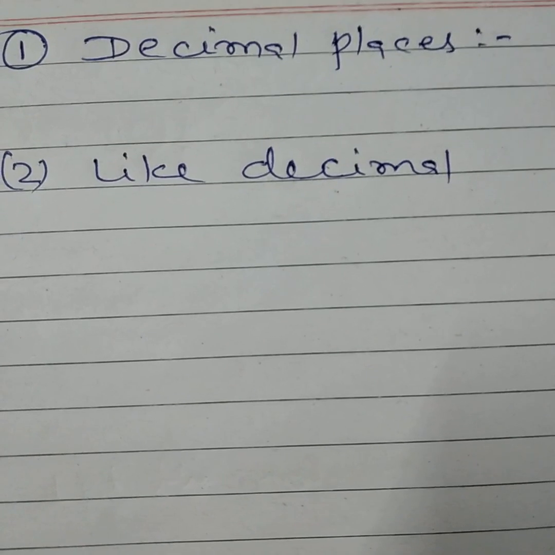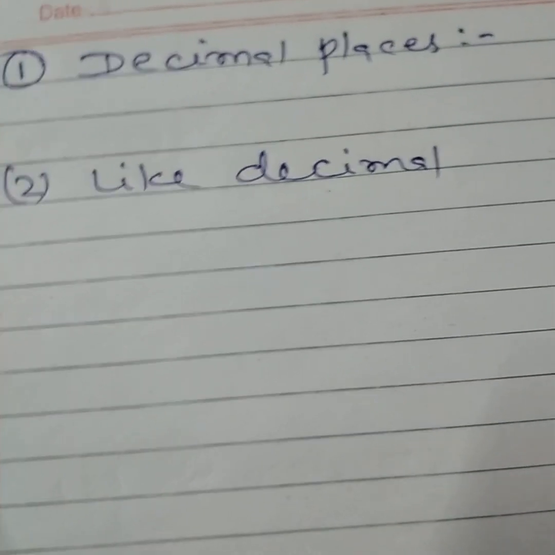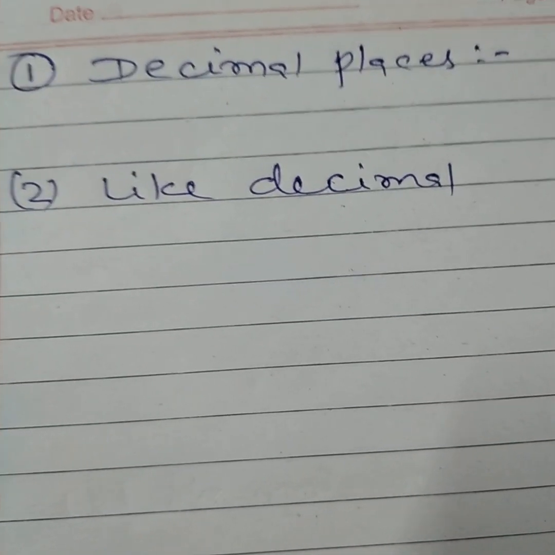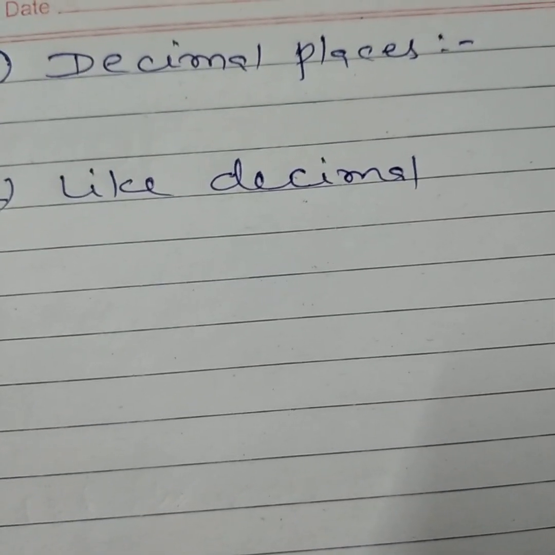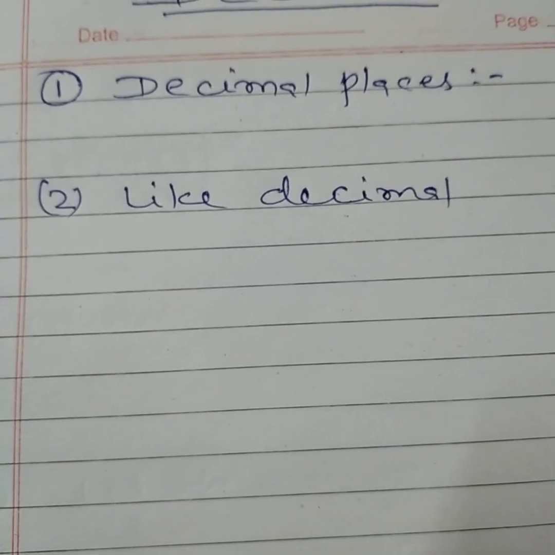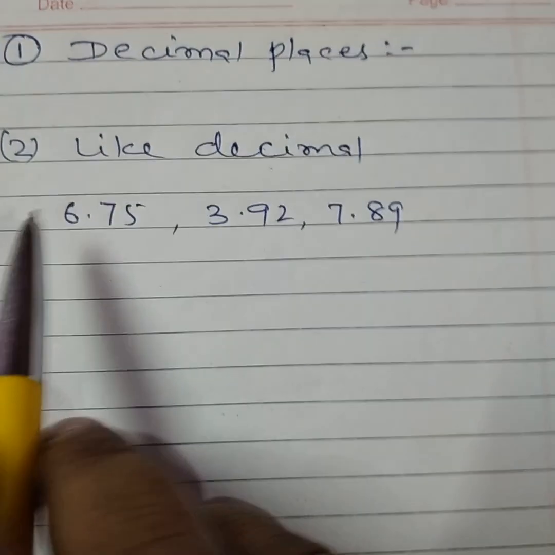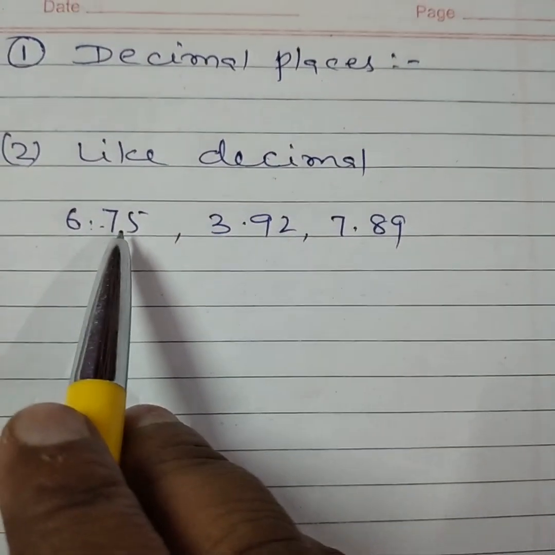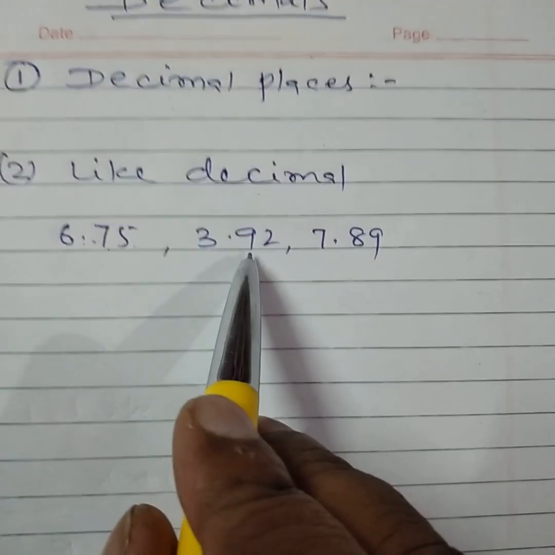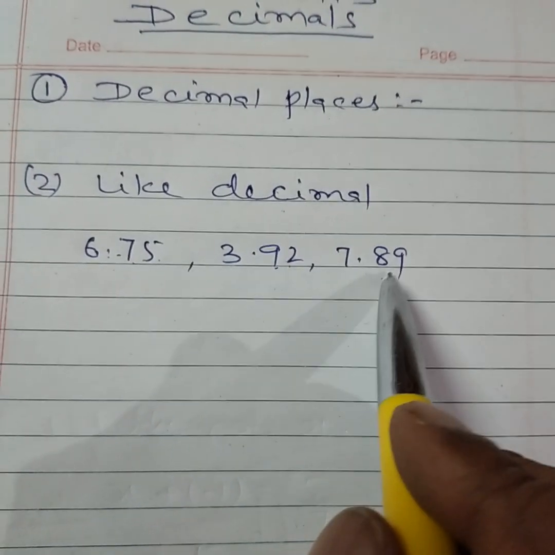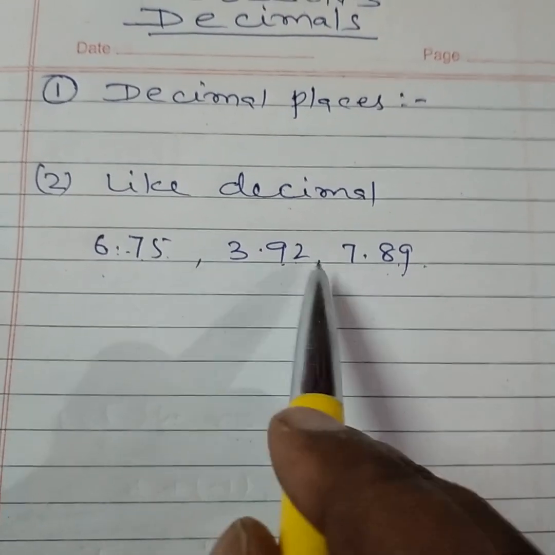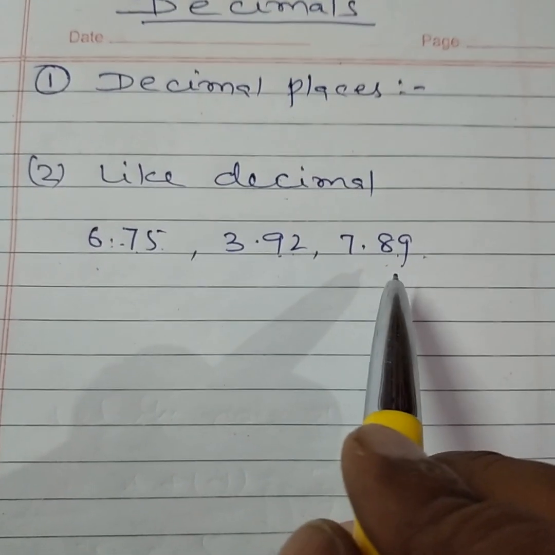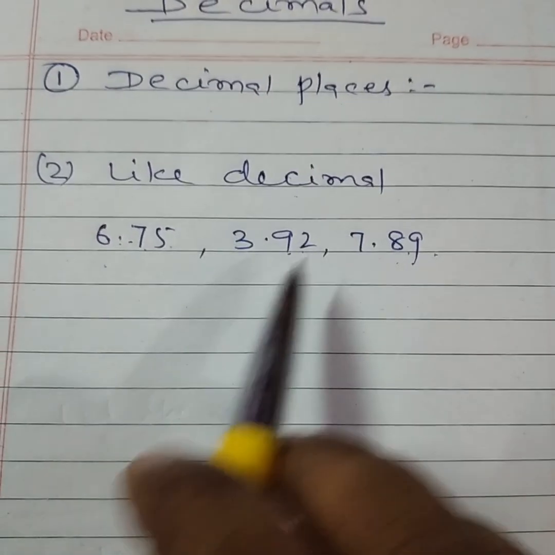Next one is like decimals. Decimals having the same number of decimal places are called like decimals. These are examples of like decimals. After the decimal point, 1 2, after the decimal here also 1 2, and here 1 2. In each, 2 digits are there after the decimal. This type of decimal is called like decimals.